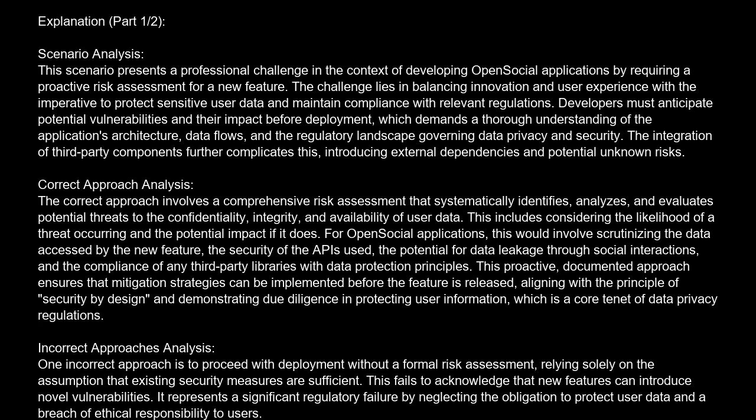Incorrect approaches analysis. One incorrect approach is to proceed with deployment without a formal risk assessment, relying solely on the assumption that existing security measures are sufficient. This fails to acknowledge that new features can introduce novel vulnerabilities. It represents a significant regulatory failure by neglecting the obligation to protect user data and a breach of ethical responsibility to users. Another incorrect approach is to conduct a superficial assessment that only considers obvious threats, such as direct data breaches, while overlooking more subtle risks like indirect data exposure through aggregated information or unintended sharing.